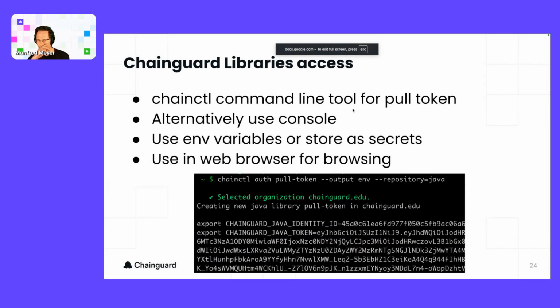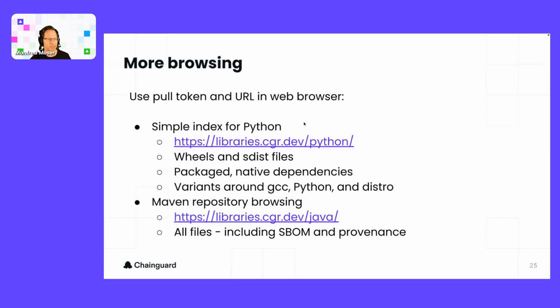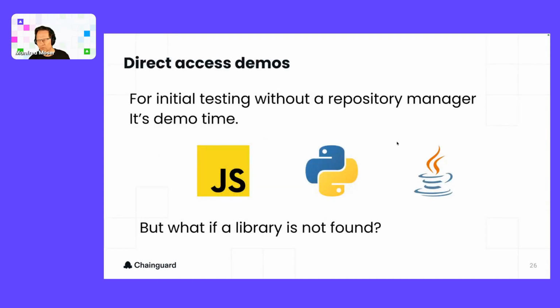Yeah, so we saw the pull token, and I used the pull token now to log in, and I showed you how to use them as environment variables. And we saw how we can use the pull token in the URL to browse the simple index for Python and see the different packages, and also for Maven and see the SBOM and provenance information. Now, I'll show you a few demos. I'll have a little bit of time for that.